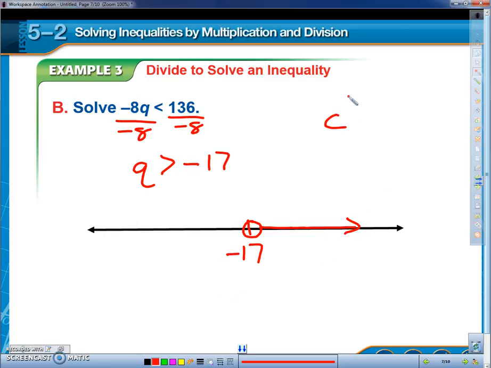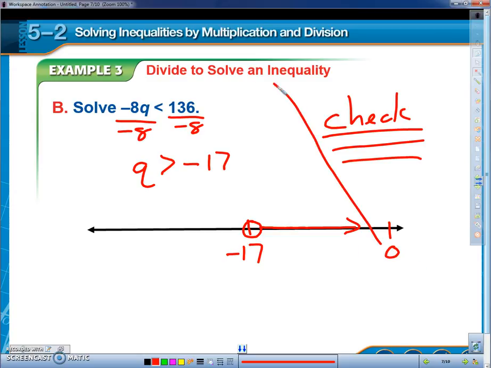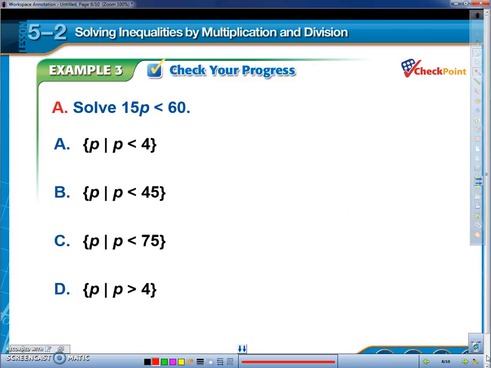Check your work every time. You do not have permission to miss one. So check one that should be an answer this time. I'm choosing 0 because it's the easiest number. Go back to your original inequality and put that in. -8 times 0 would be 0. Is 0 less than 136? It is, so that should be in the answer set, and the arrow shows that it is one of the solutions to this problem.